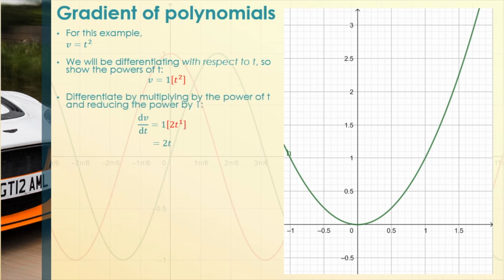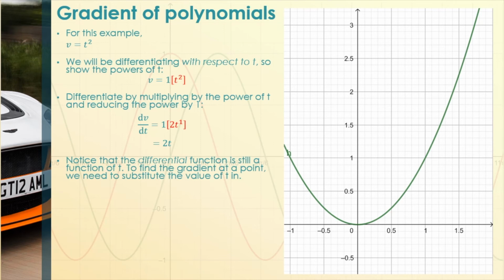If we're going to differentiate, we need to multiply by the power of t and reduce the power by 1. So we get 1 times 2t to the power of 1. Simplifying, this becomes 2t. Notice that this differential function is still a function of t, i.e. it contains the variable t in it. This means that the gradient will actually change along the length of the line according to the value of t.